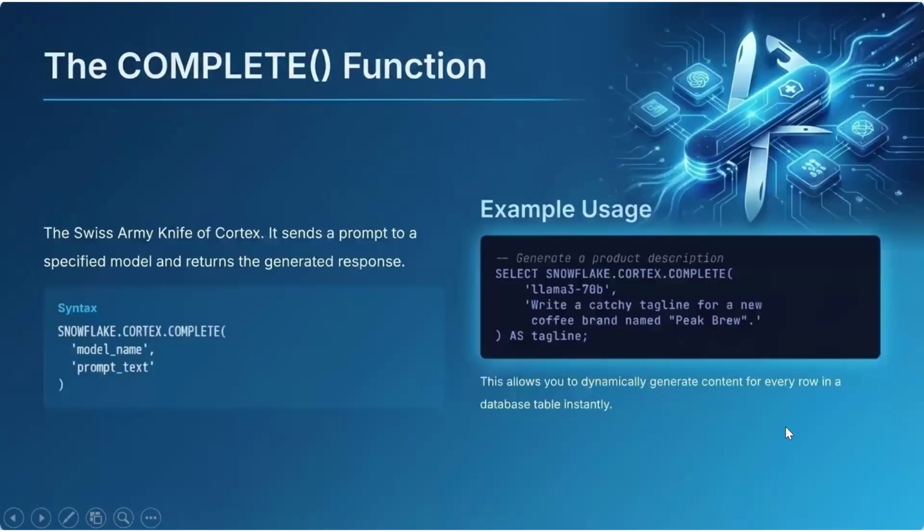So this is an example. What we are doing, we are simply using the Cortex complete function and we are applying it. This is going to dynamically generate some content, whatever you see. Write a catchy tagline for a new coffee brand named so and so. So it will give you some output. If you directly run this particular select query, it will generate the product description.